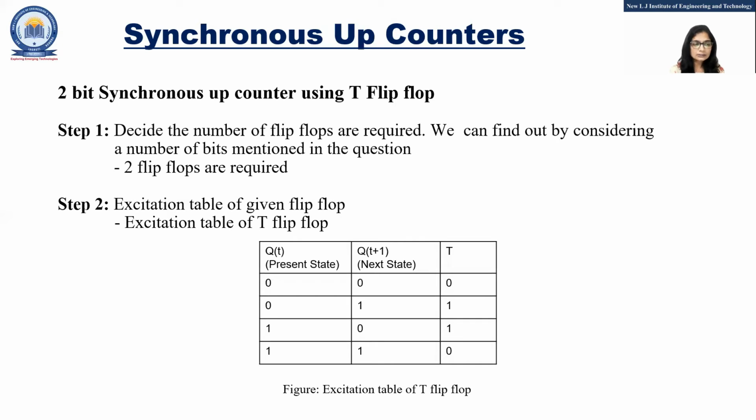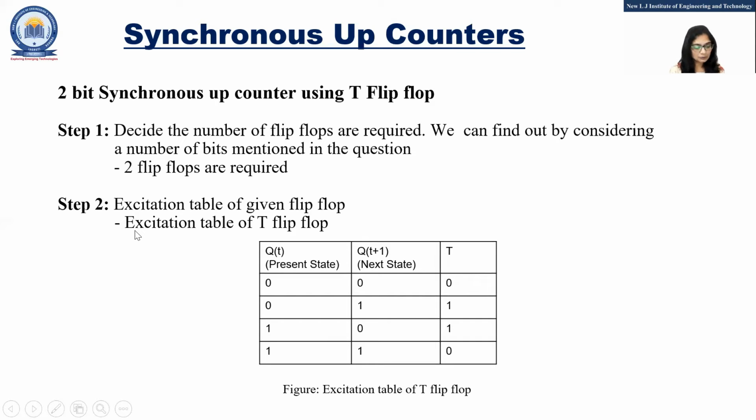Suppose I want to design a 2-bit synchronous up counter using T flip-flops. Now we know what step 1 is: we have to decide the number of flip-flops. Here 2 bits are given, and the number of bits is equal to the number of flip-flops. So 2 flip-flops are required to design a 2-bit synchronous up counter.